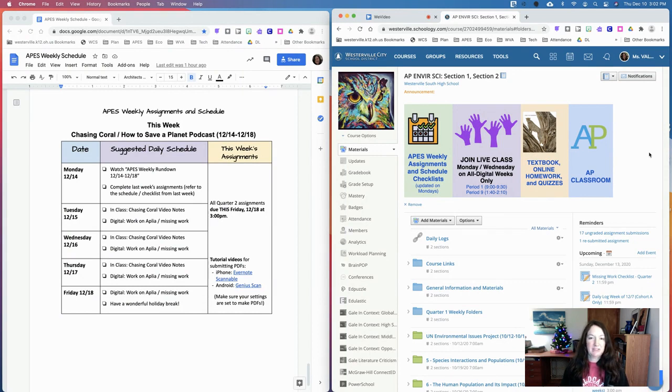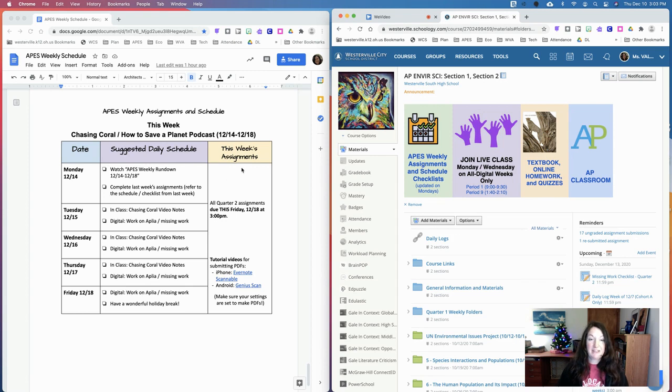Our cohorts are actually switching places this week, though everyone should be working on missing work that they have for the quarter. The week is short, ending this Friday, and the quarter ends this Friday at 3 p.m., so anything that you have to turn in needs to be turned in by Friday at 3 p.m.